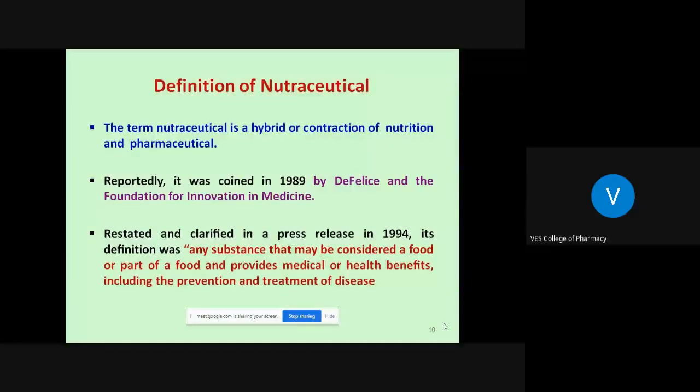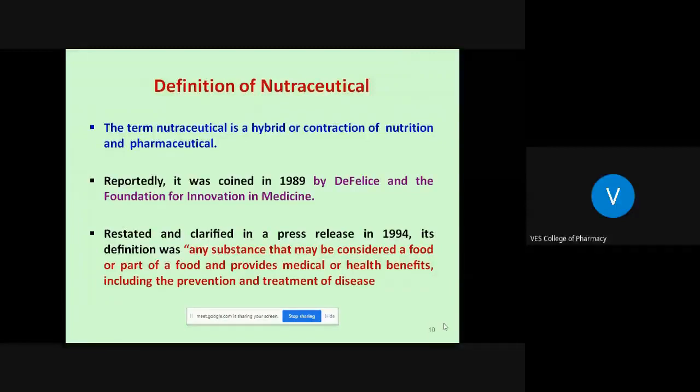Now, what is the precise definition of nutraceutical? The term nutraceutical is a hybrid, or a contraction, of two words: nutrition and pharmaceutical. The history of nutraceutical is traced back to the year 1989. In 1989, D. Felsey coined the word nutraceutical in the organization called the Foundation for Innovation in Medicine.